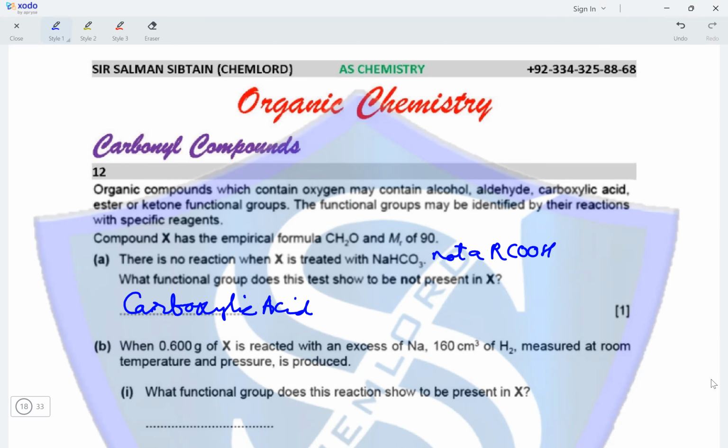So this is the test for the presence of an OH group. And since the carboxylic acid group is not present, so reaction with sodium metal would mean that the OH group is present and it is not part of a carboxylic group. So it has to be part of an alcohol group.